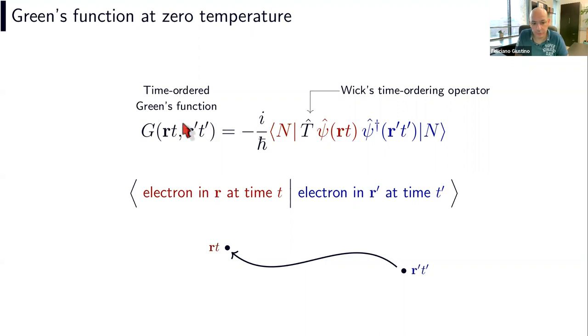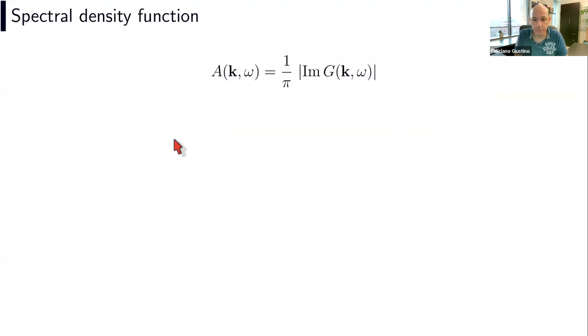So in practice, from this Green's function, you can obtain things like many-body band structures. The way people do it is to also Fourier transform the position variables into k-space, and therefore you will have a function that is resolved both in momentum and in frequency. From this function, what one does is to build the spectral function, which is simply the imaginary part of the Green's function. And that is, if you want, a density of states, not the Kohn-Sham density of states, but the many-body density of states.